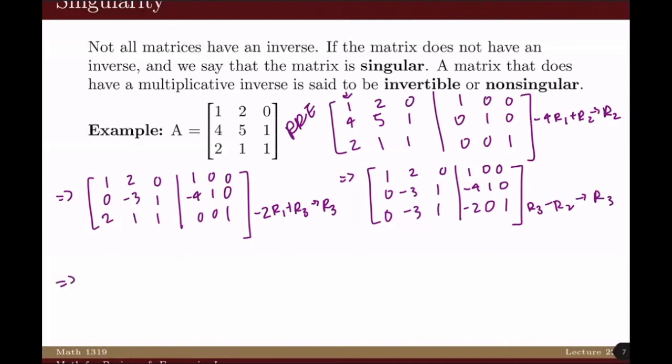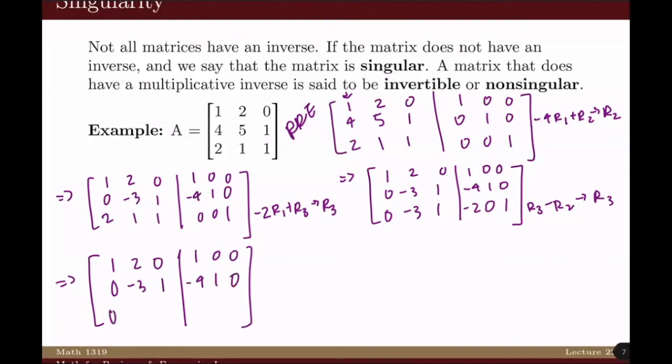So then that will give me, we'll have 1, 2, 0 still, and 1, 0, 0. And then 0, -3, 1, -4, 1, 0. All right, so that means 3 minus 3 is 0, 1 minus 1 is 0. And then I'll have row 3 minus row 2, so it's -2 plus 4, which is going to be +2. 0 minus 1 is -1, and 1 minus 0 is 1. All right, have you now noticed the problem? Oh no, we have all zeros.